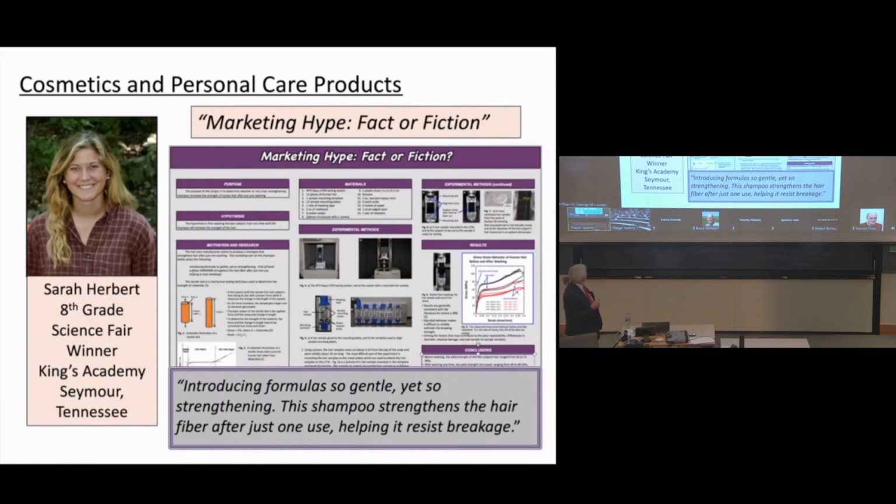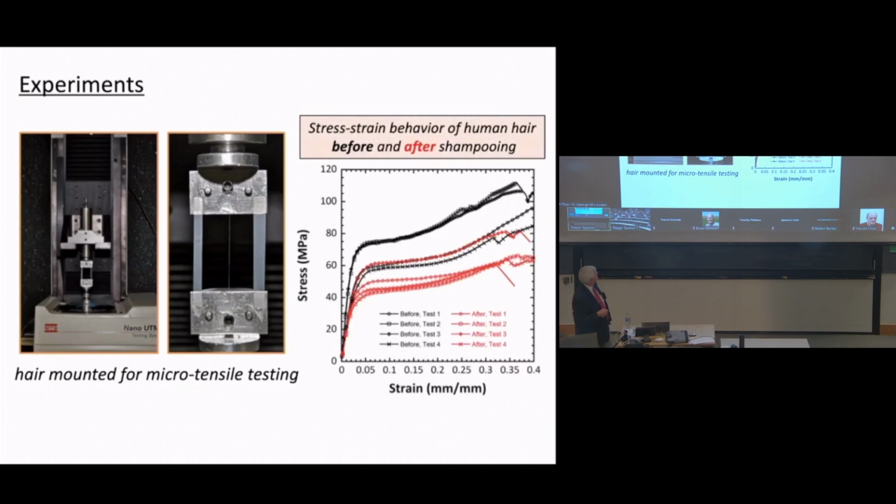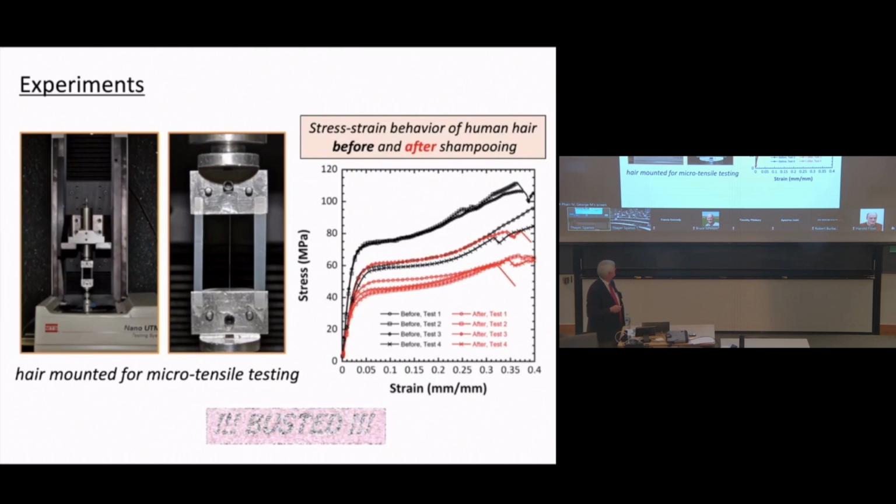So she's got this beautiful long hair. She cuts some pieces off and uses our nano tensile tester to test her hair before shampooing and after shampooing. And here are the results. There's the test mounted in the nano tensile tester. There's the hair mounted in the nano tensile tester. And here's the result. Stress-strain curves. Black is before shampooing. Red is after shampooing. So as they would say in the old Mythbusters program, busted.